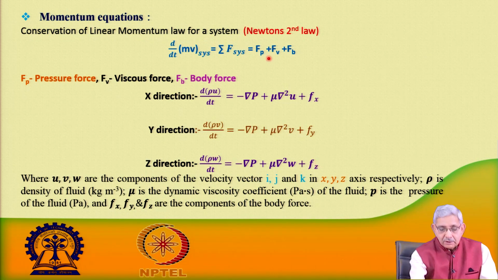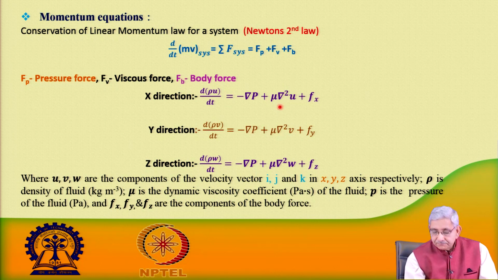So, here are the different symbols which have been used. Rho refers to the density of the fluid, expressed in kilograms per cubic meter. Mu refers to the dynamic viscosity, which is expressed in Pascal second, and P is the pressure. F x, F y and F z are the components of the body forces.